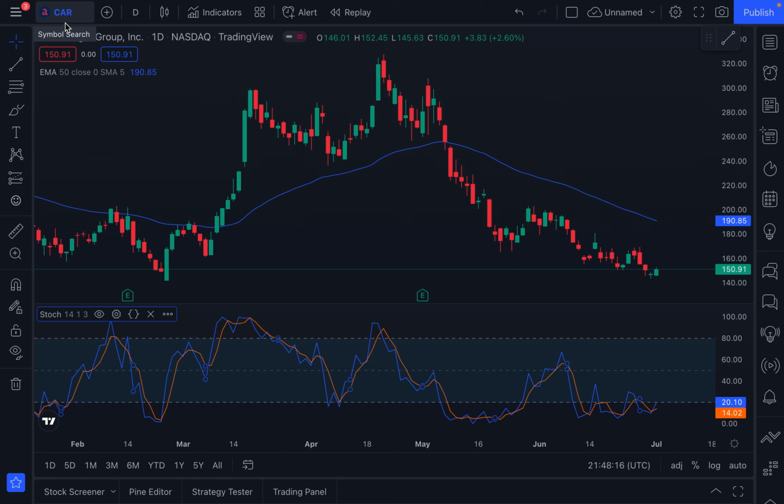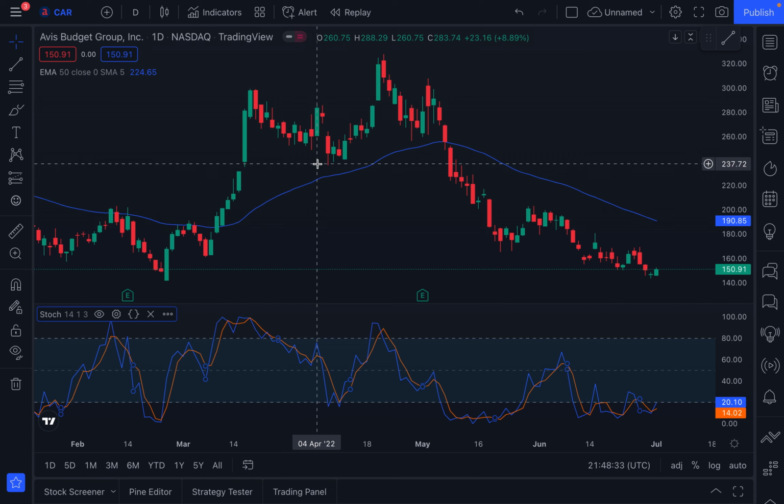So again, same thing that I showed you over there, right? We have our stochastic indicator and we have our 50 EMA line here. So the first thing we want to do here is identify the trend. What I'm going to do is go back to April here.